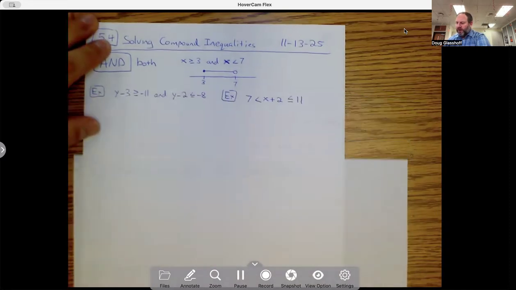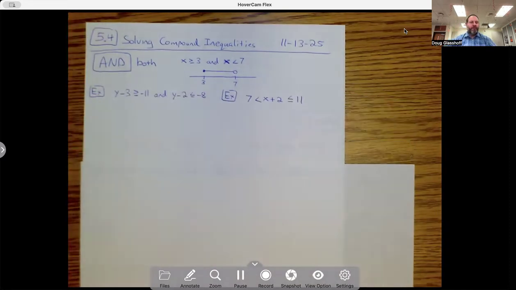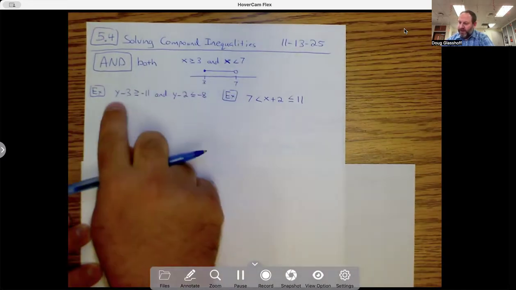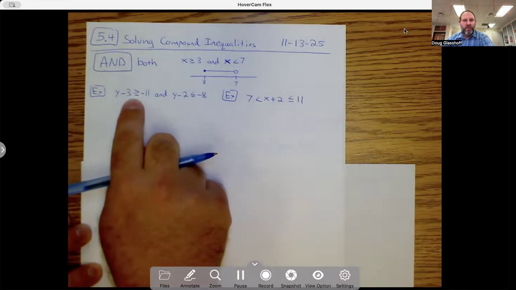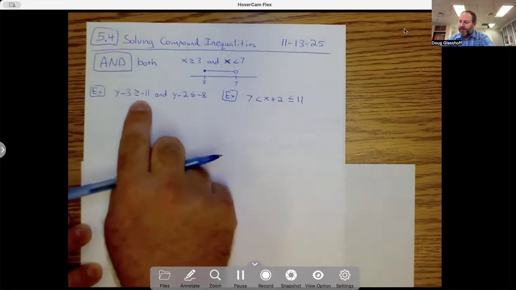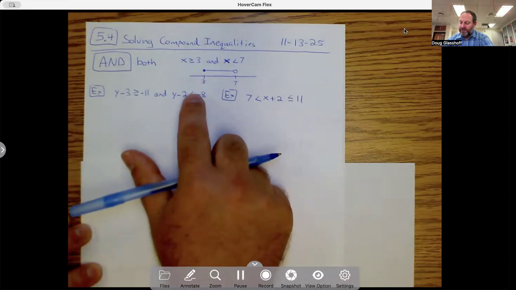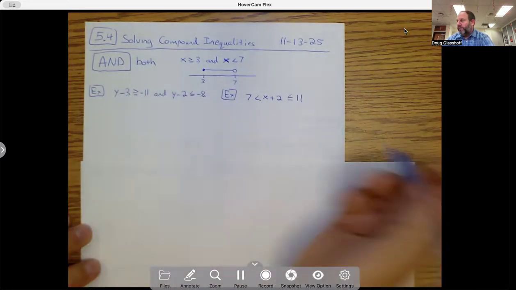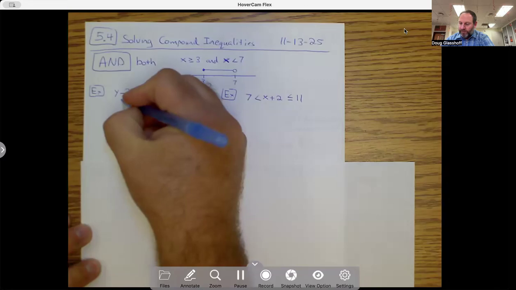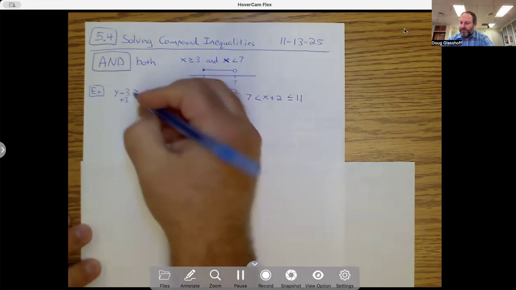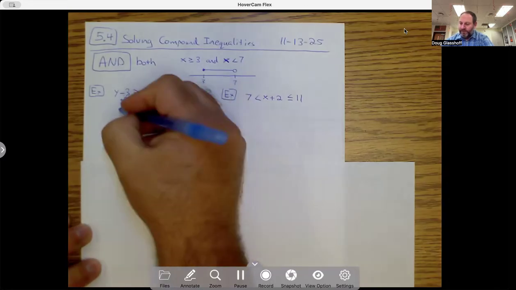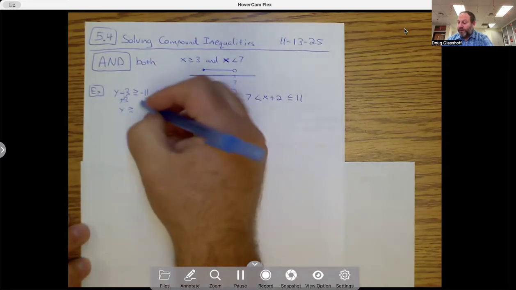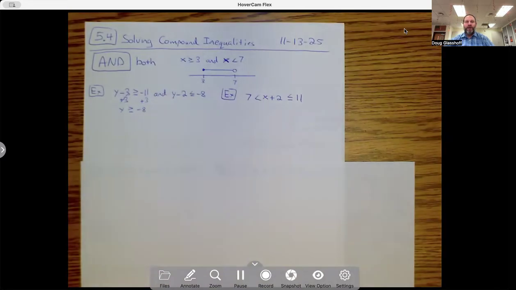Let's take a look at what this looks like by solving some. If I solve this one, you can see we have y minus 3 is greater than or equal to negative 11, and y minus 2 is less than or equal to negative 8. We're just going to solve both of these, just like we would have in the first half. It's like solving two of them in the same problem. So I'm going to add 3 to both sides. That cancels this off, leaving y is greater than or equal to negative 11 plus 3, which gives me negative 8.